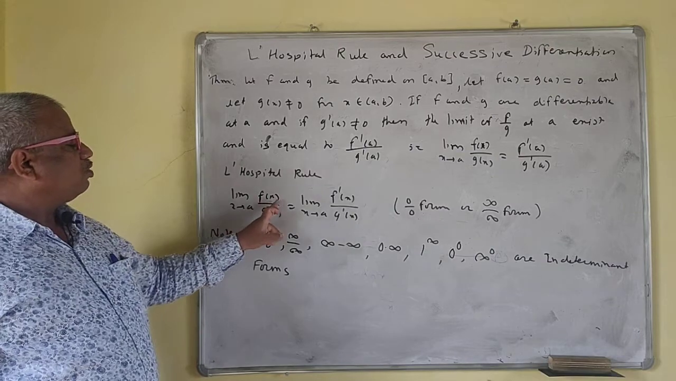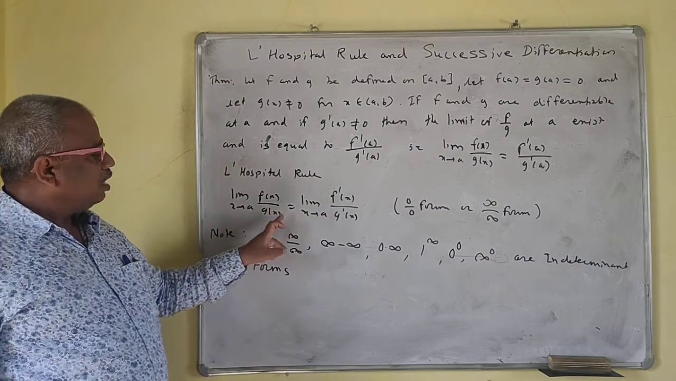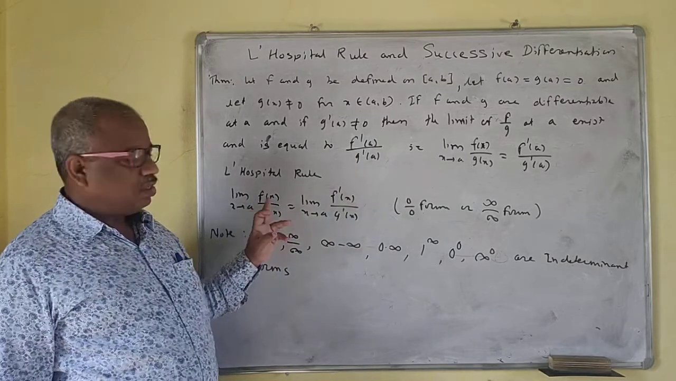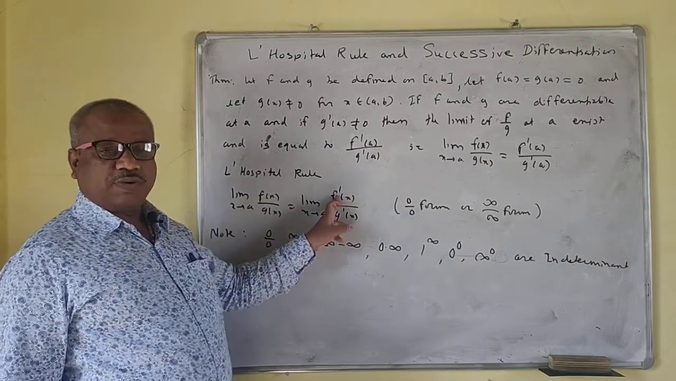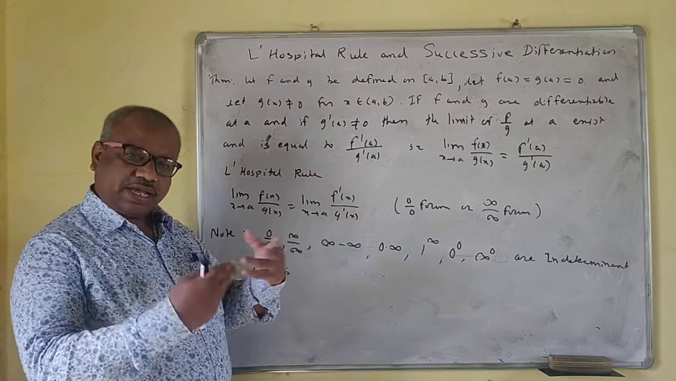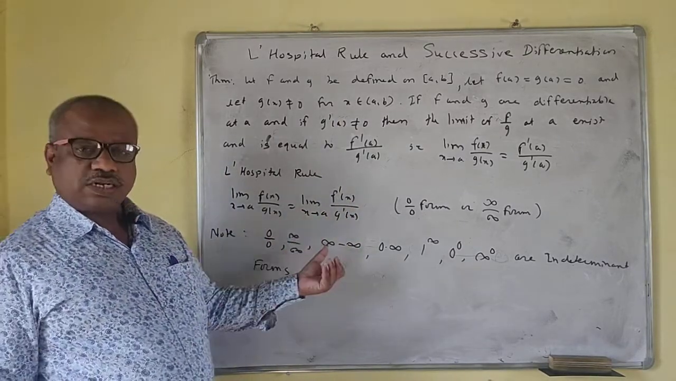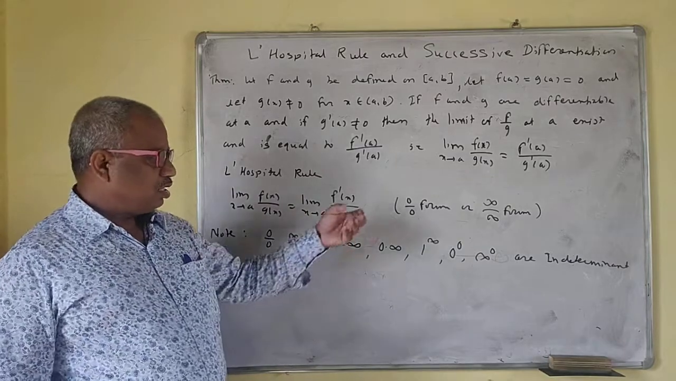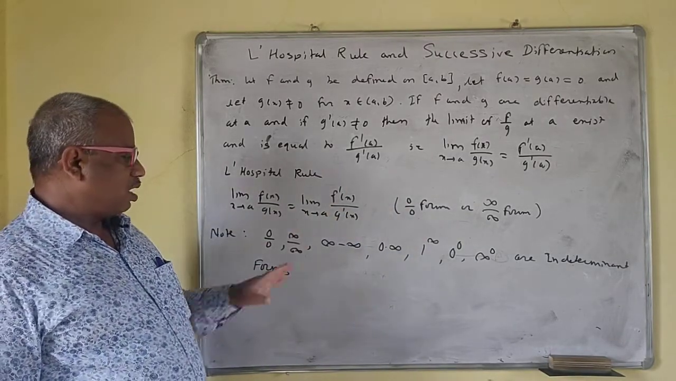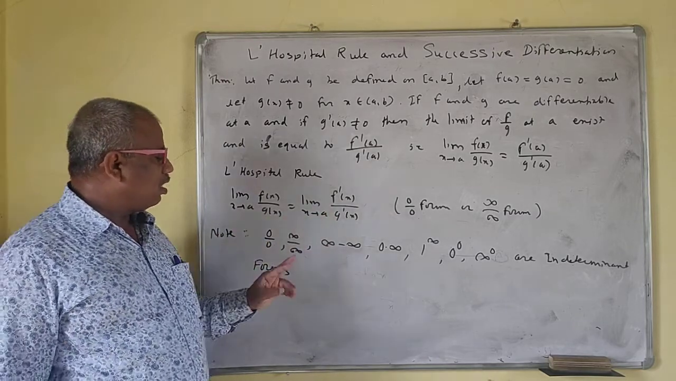So if it is 0 by 0 form, then you have to differentiate numerator and denominator separately. If it is 0 by 0 form again, we have to differentiate numerator and denominator till the 0 by 0 form or infinity by infinity form gets cancelled. So this is very easy now.